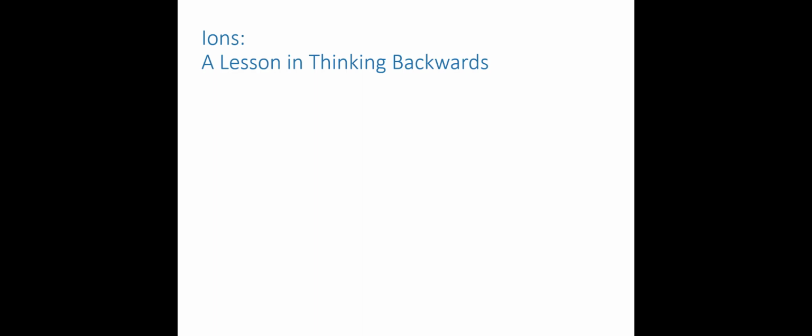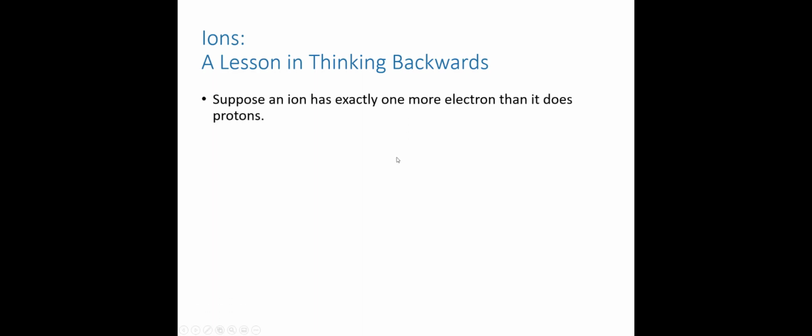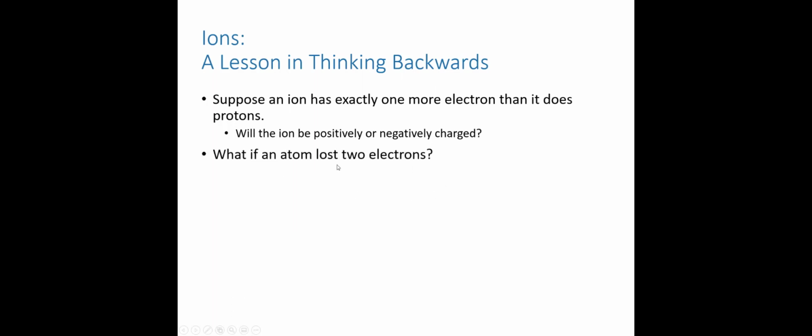Now, ions can appear confusing when we first start learning them because they seem a little bit backwards in the way that we write their formulas. So let's say for a moment that an ion has 1 more electron than it does protons. Is it going to be negative or positively charged? Well, if it has more electrons that are negative, that means it will be negatively charged. What if an atom loses 2 electrons? So you're assuming it starts with the same number of protons as electrons, and then it suddenly loses 2 electrons. Now you have more protons than electrons, so the atom would be positively charged. It'd be a positively charged ion.